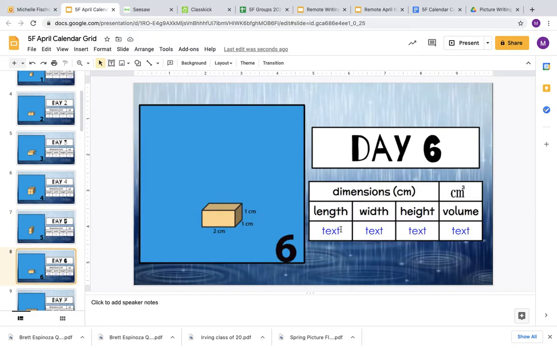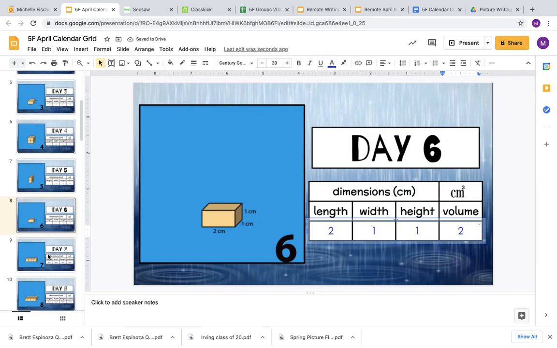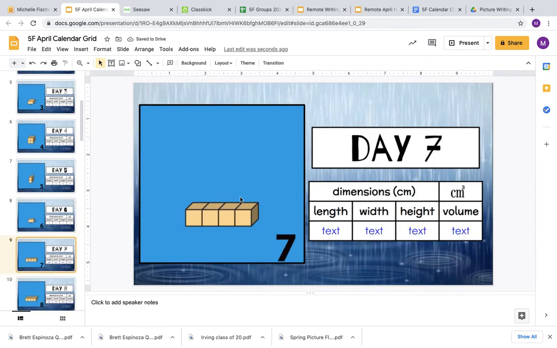Here they're giving us the measurements again. Our length is 2 centimeters going across. Our width is 1 centimeter wide. And then our height is 1 centimeter tall going up and down. We multiply those 3. 2 times 1 is 2. 2 times 1 is a volume of 2 centimeters cubed. Okay, heading over to day 7. No more labels, so we've got to figure it out.